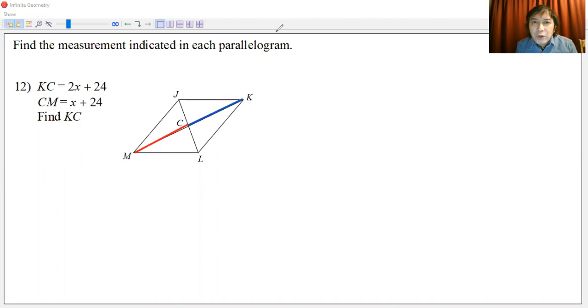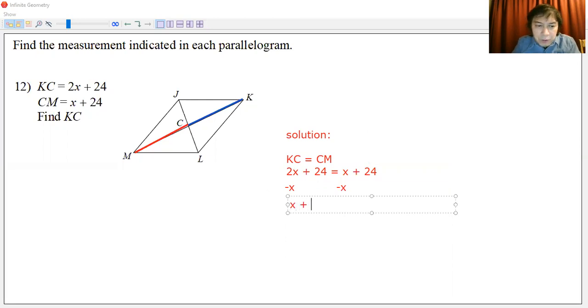So in our solution, we can start here. We will use KC equal to CM. The expression we have for KC is 2x plus 24, and it's equal to CM, that's x plus 24. Solve for x first. We proceed by subtracting the smaller x, minus x on both sides. Our next line is 2x minus x, that will be 1x or simply x, plus 24.